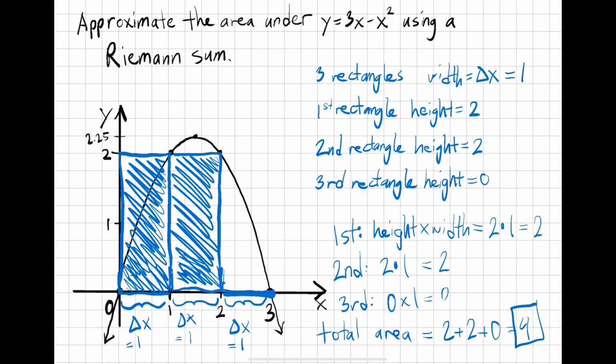Now again, this is just an approximation. This 4 is the area of the shaded parts in blue that I drew. It's not the same as the area of the parabola. Notice that it's a little bit less than our previous estimate of 6.75.